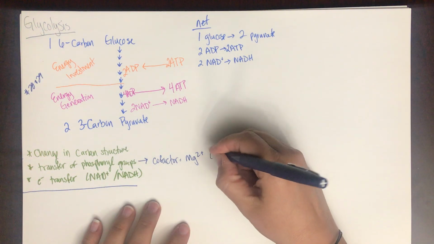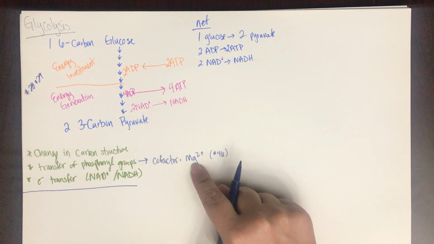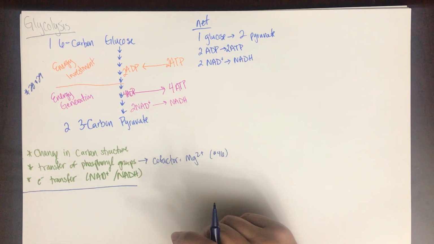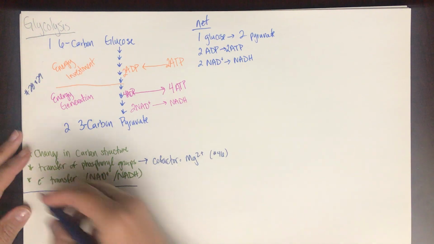written out. Here on slide number 46 is a picture showing this magnesium ion stabilizing those negative phosphoryl groups in the transfer of a phosphate. So that's an important thing to look out for. Also, in one of these steps, one of the intermediates that we make is 1,3-bisphosphoglycerate.